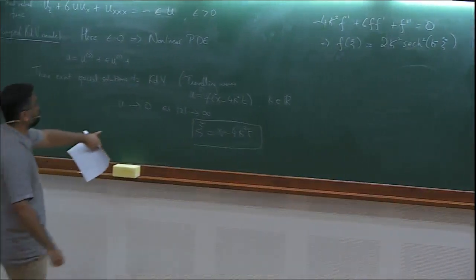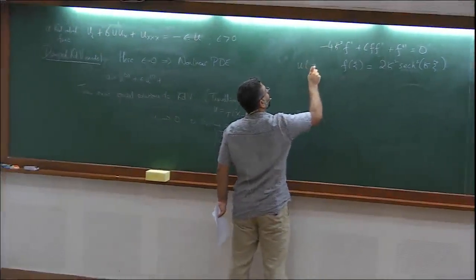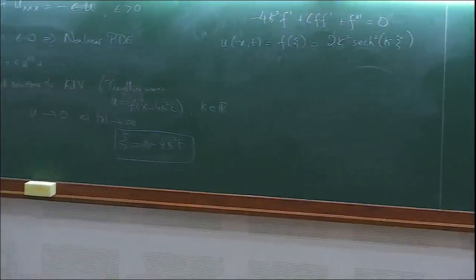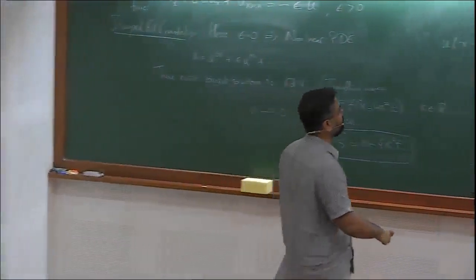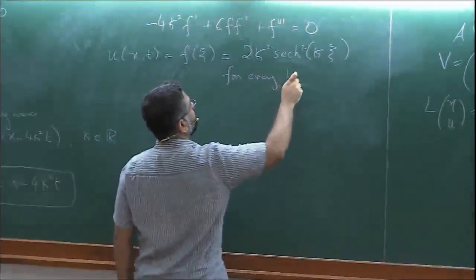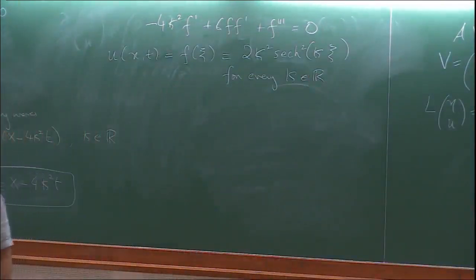Right? So u of x,t is f of xi equals 2 kappa squared sech squared kappa xi, which is a solution for every kappa. So we've got a class of solutions, an arbitrary parameter for our base problem.